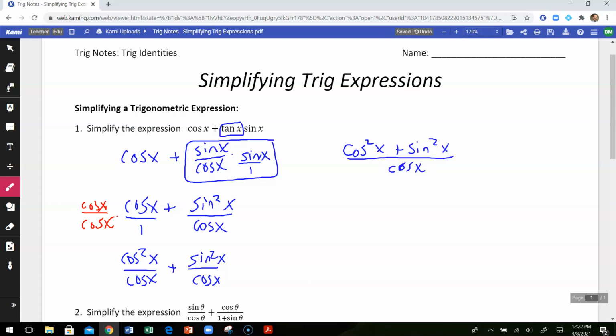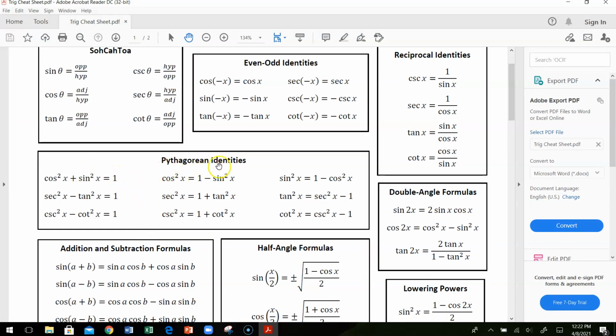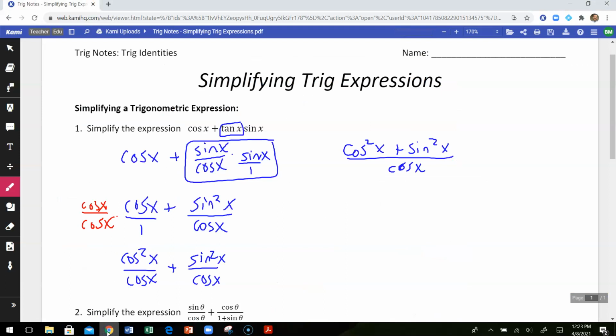And then what you're going to have to do is look for some identities. So I'm going to pull up this sheet where I have a lot of different trig identities. One of the most common ones that you'll use is the Pythagorean identity that says cosine squared x plus sine squared x is equal to 1. So this is a very common one that you will use. So that's what I'm going to do. I'm going to replace in this problem cosine squared x plus sine squared x with 1, since that is what that is equal to. So then I just get 1 over cosine x, which is secant x. And we are done. We've simplified that.